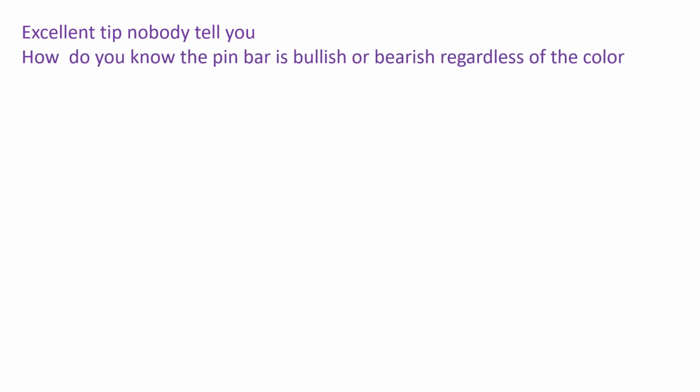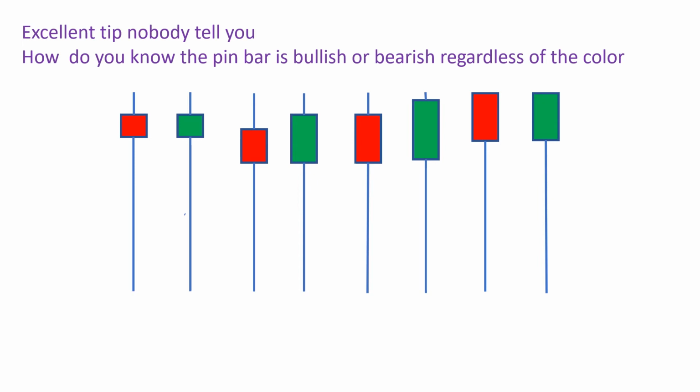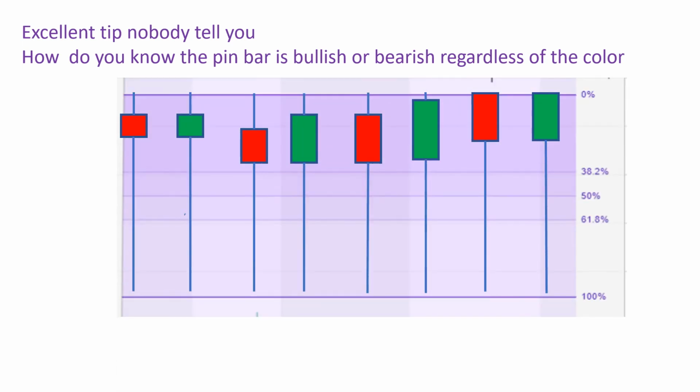Another excellent tip nobody tells you. How do you know the pin bar is bullish or bearish regardless of the color? Let's assume these are all pin bars with the same length. We use the Fibonacci retracement tool in such a way that the 0 is on the high of this pin bar and 100% is on the low of this pin bar.